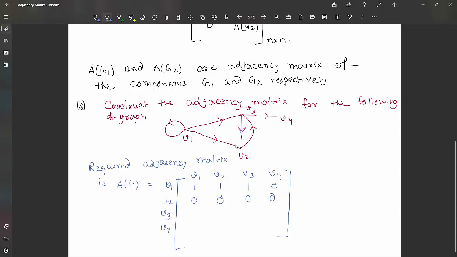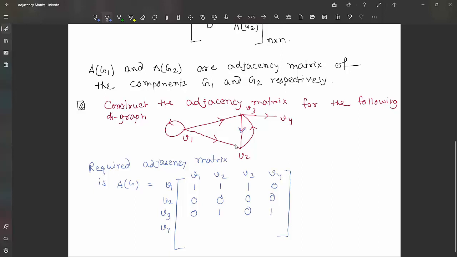Now comes V3. If you check the V3 pattern, what will you see? What is the case for V3? From V3 to V1 there is no directed line, so we put here 0. From V3 to V2 there is one directed line, so we put 1. From V3 to V3 there is no self loop, so we put 0. V3 to V4 there is one direct line, so we put 1.